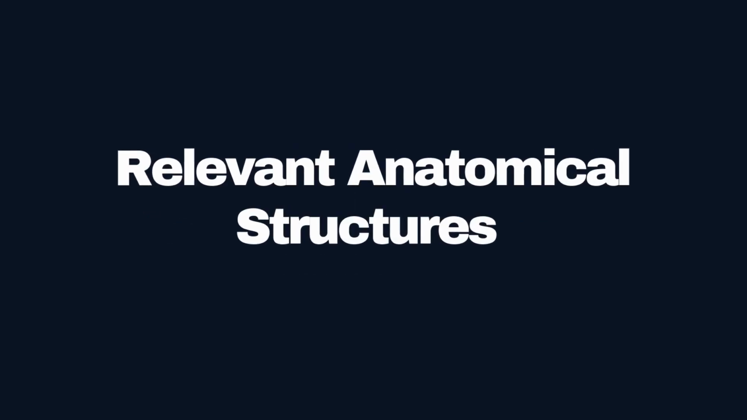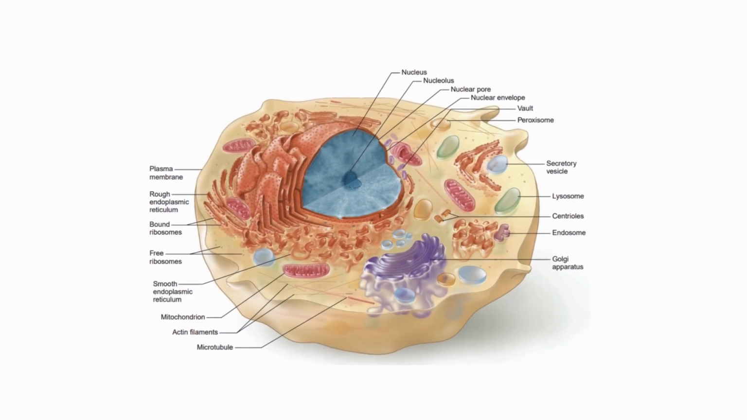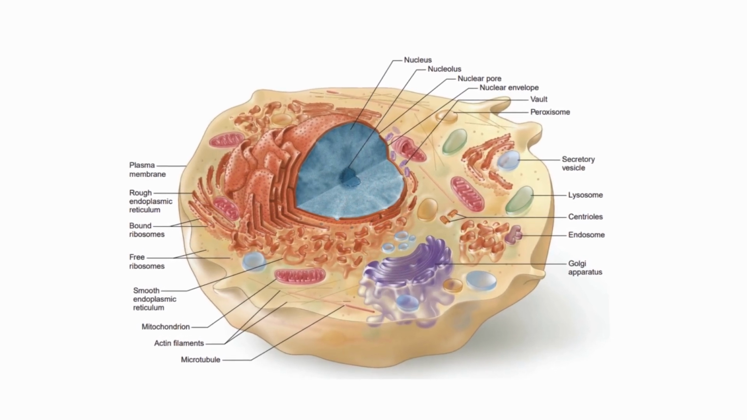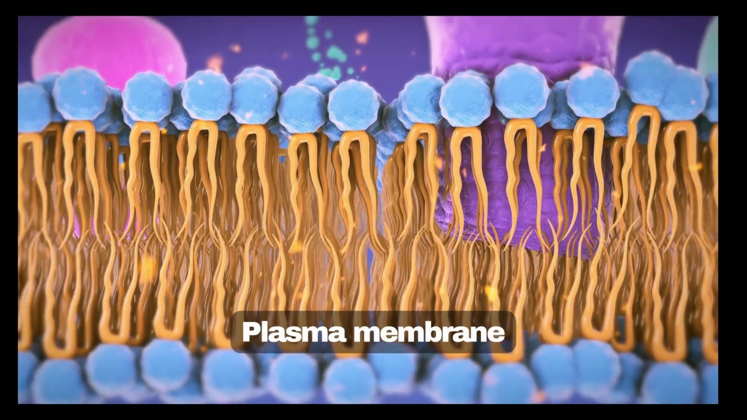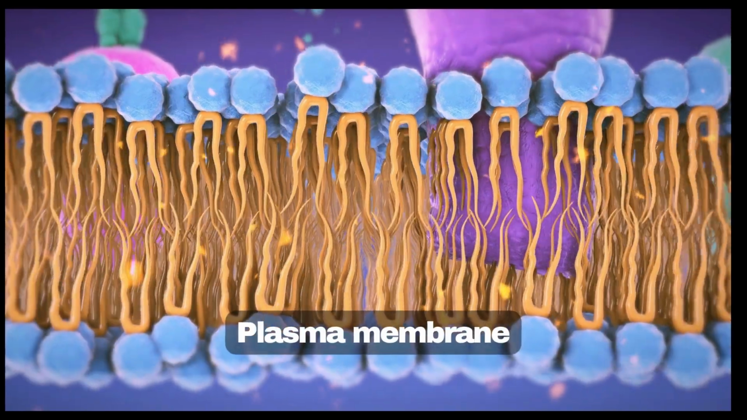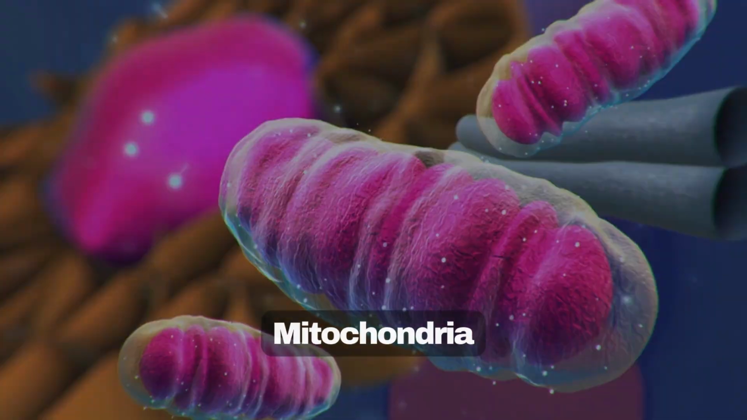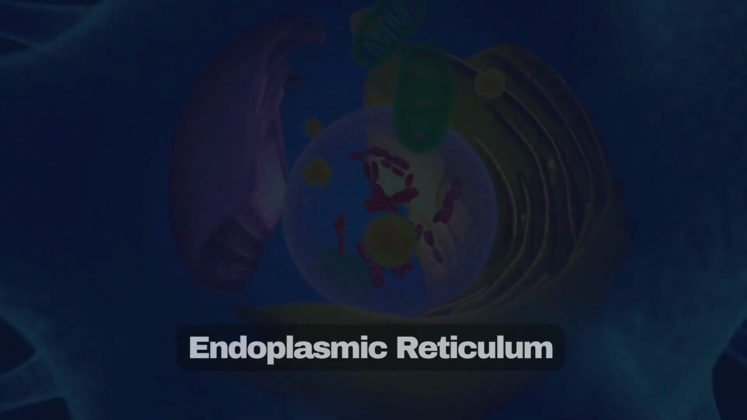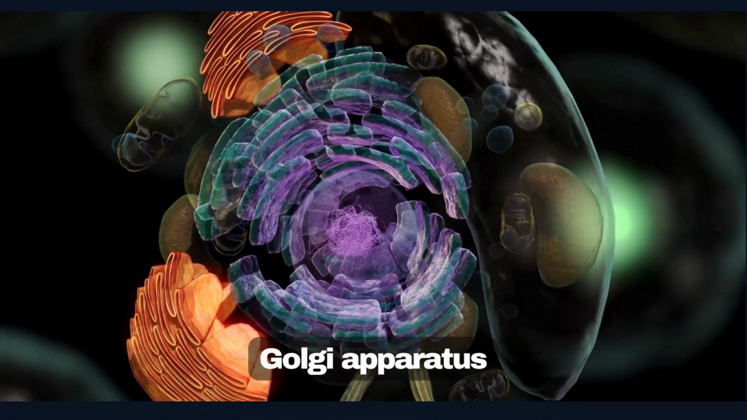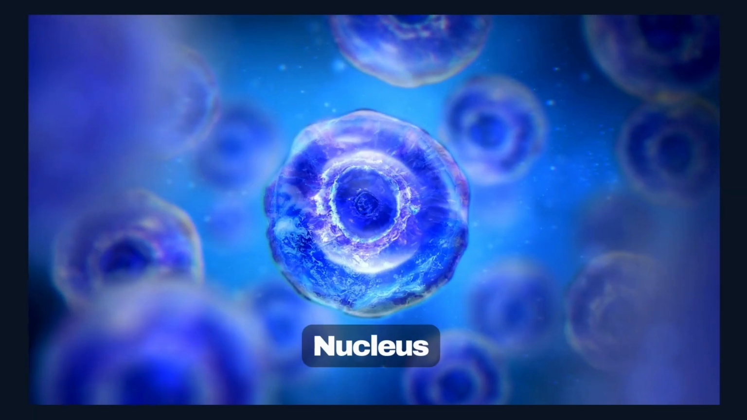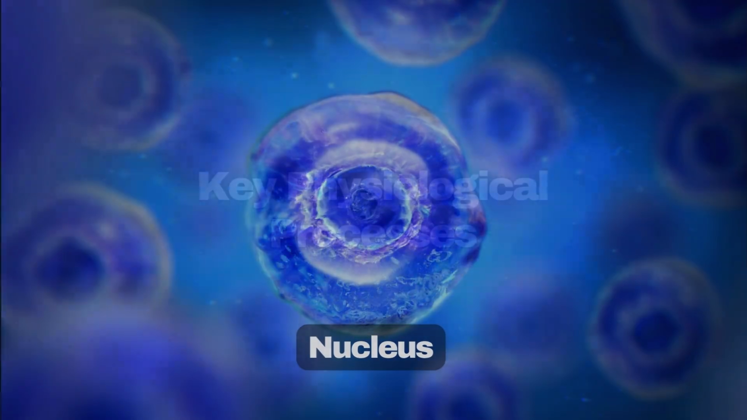Relevant anatomical structures. The cell consists of a plasma membrane, cytoplasm, and nucleus, each with specific roles. The plasma membrane, a phospholipid bilayer, regulates the exchange of ions and nutrients via channels and transporters. Organelles like mitochondria, endoplasmic reticulum, and Golgi apparatus drive energy production, protein synthesis, and trafficking, respectively, while the nucleus houses DNA for gene regulation.